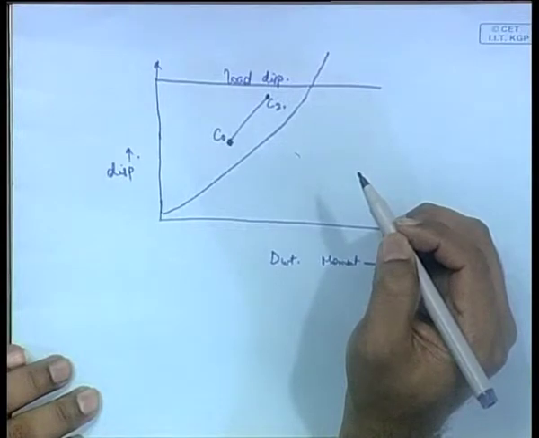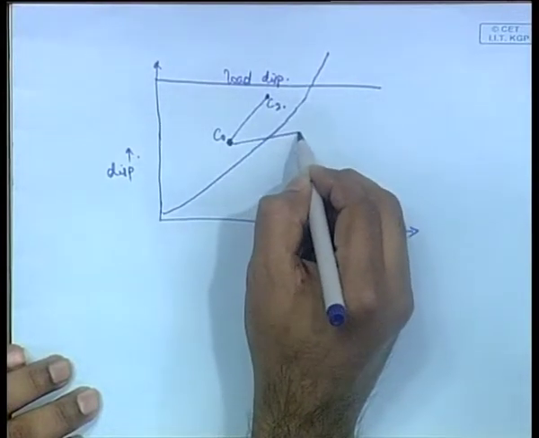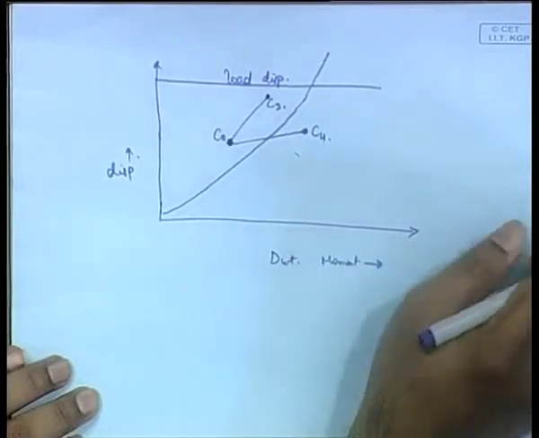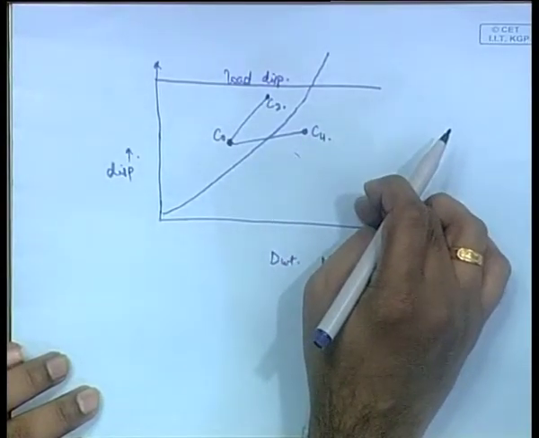Then, if you keep increasing the dead weight moment, it can go to some state C4, which is an unstable state. Here it is not adequate, it is deficient.